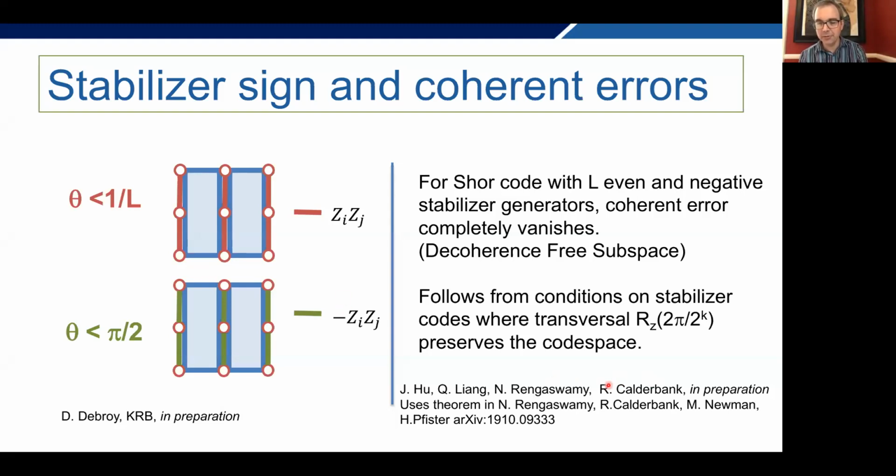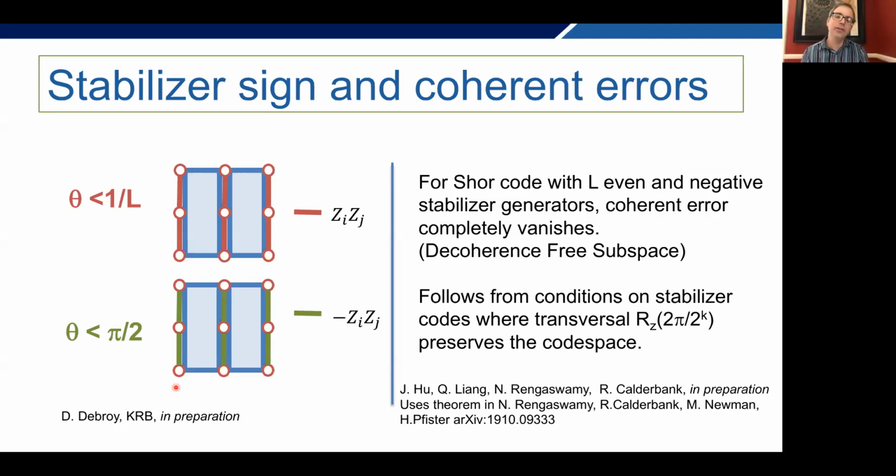So Robert Calderbank's group, particularly student Narayanan Rengaswamy, has been working a lot on the conditions for whether or not Clifford hierarchy gates can be applied on a code. And we were talking with them, and they had just shown what the conditions were so that you could transversely apply all these rotations by pi over 2^L and preserve the code space. One example code is just a Shor code with L even. And it turns out when L is even, because it's an anti-ferromagnet, this overall coherent error just vanishes because it's a decoherence-free subspace of that code.